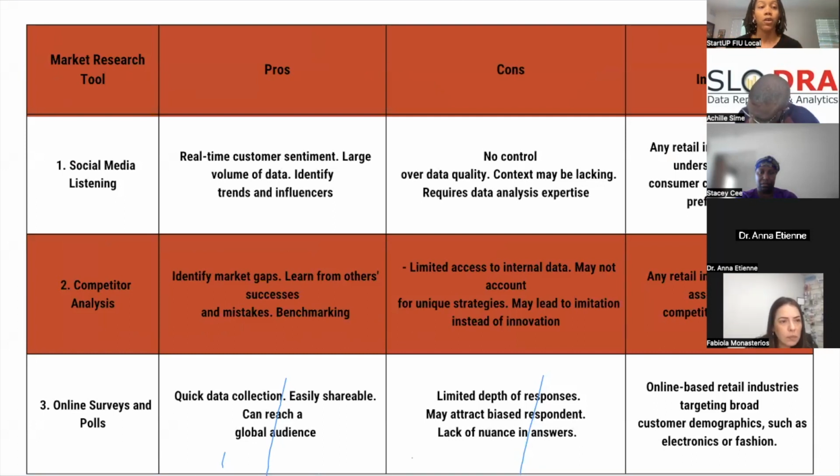So here's a table of some of the market research tools that can be utilized for data and the pros and cons of each. First is social media listening. This is simply taking the time to look at how your customers are engaging with you on your social media platforms. If you have a social media following, or if you find that you get customers from social media, if you could just raise your hands or put in the chat, I just want to see how many of you are actually using the platforms.